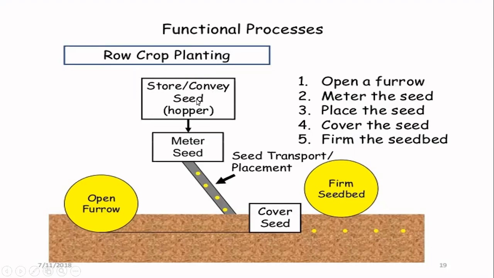Store or convey seed, I told you, the hopper. Metering, right? Seed metering device. We call this the box. We have a seed metering device. Then the seed moves on to the tube, one by one in the tube. We call it the seed tube, the seed transport or placement tube. Seed tube.